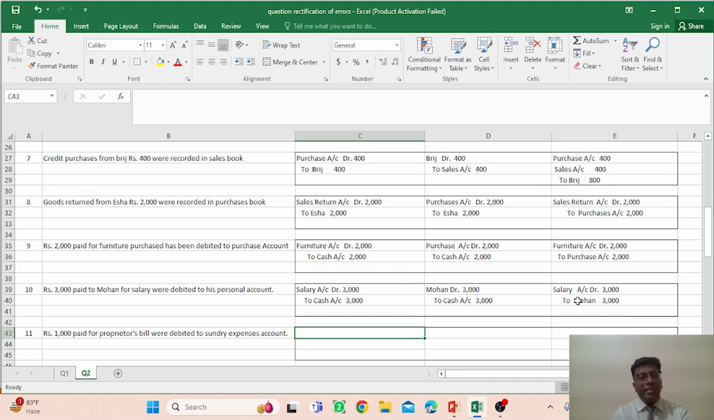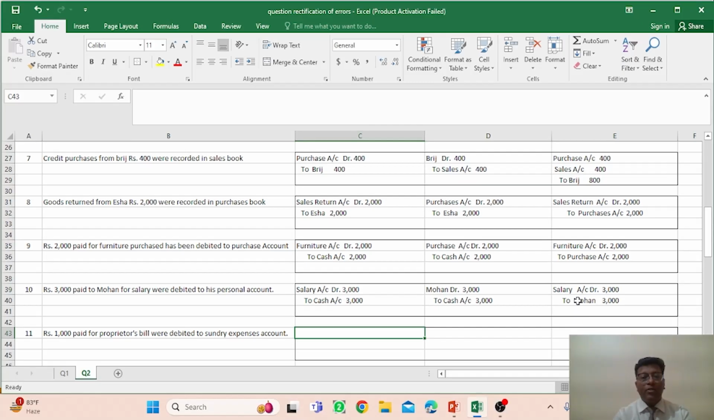Sorry. And the next transaction is rupees 1000 paid for proprietor's bill were debited to sundry expenses account. It is very important to see that if any proprietor's bill is there, that is the case of drawings, and drawings account should be debited over there, right? Because you are paying the amount, the money is withdrawn from the business for the personal use. So there is a case of drawings account, but it was debited to sundry expenses account. It was treated as a business expense.